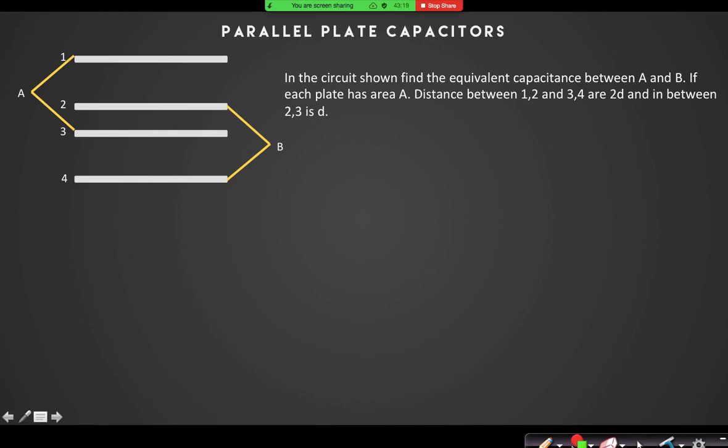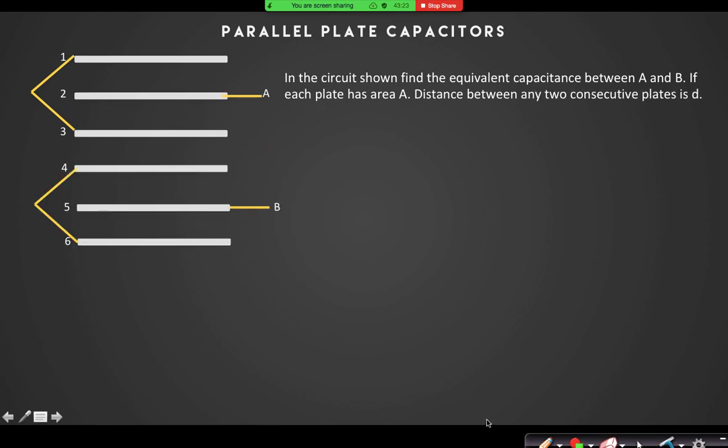Right? I think it is clear to all of us. A similar circuit is there. Try to draw or solve it.